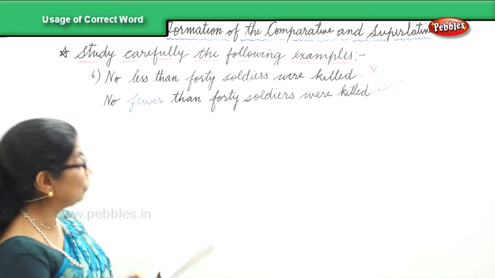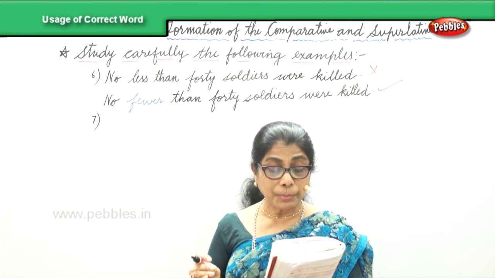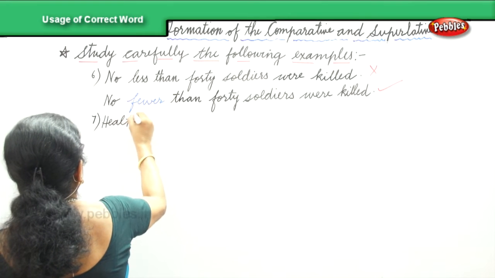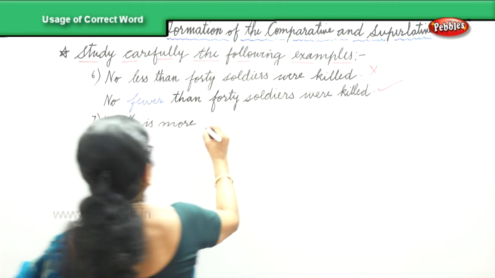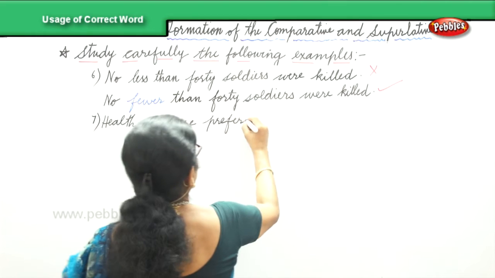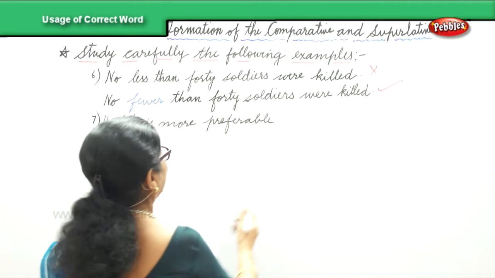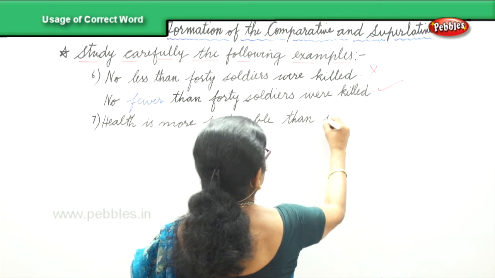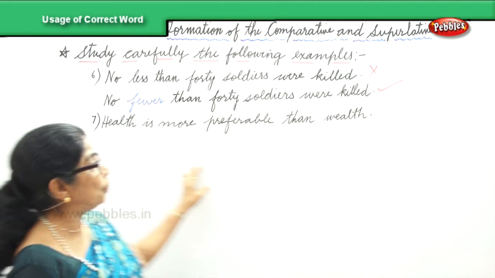Okay, let's take another sentence. 7. Health is more preferable than wealth. Health is more preferable than wealth.